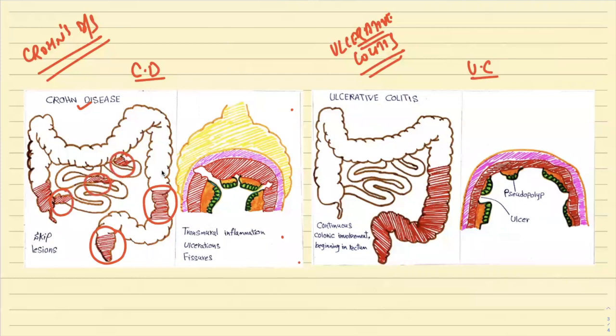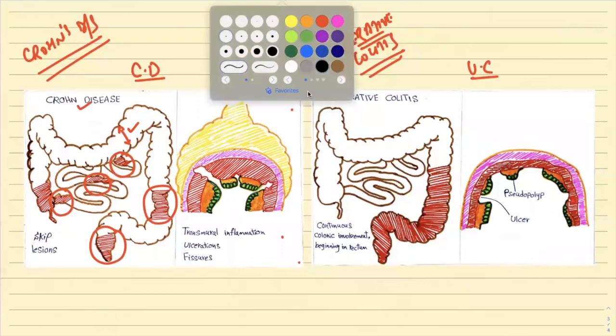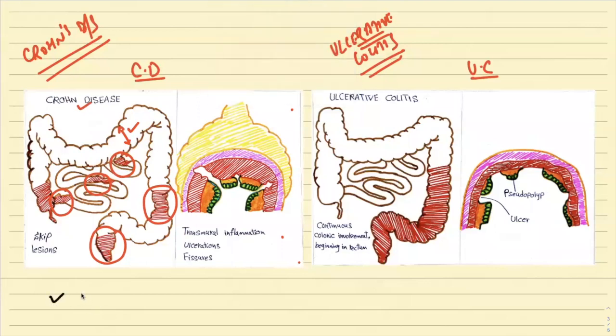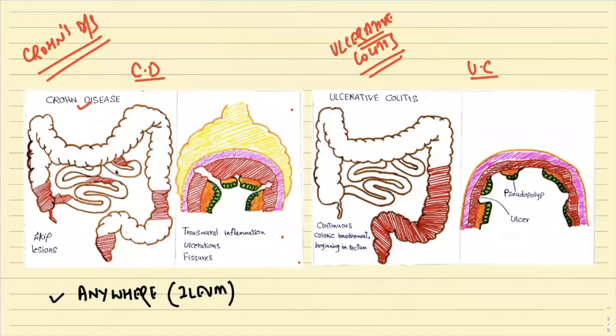And can you also see that there are certain areas which are involved, and there are certain areas which are completely all right. So there are skip areas, yes. One very important point that we have to understand over here is that Crohn's disease is occurring anywhere. It occurs anywhere, but most importantly, it occurs at the level of the ileum and it involves the small intestine. Yes, everyone is going to agree with this point.